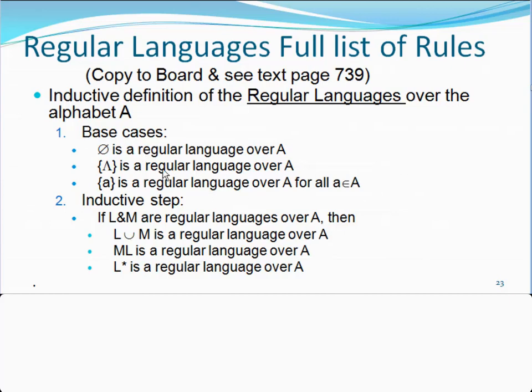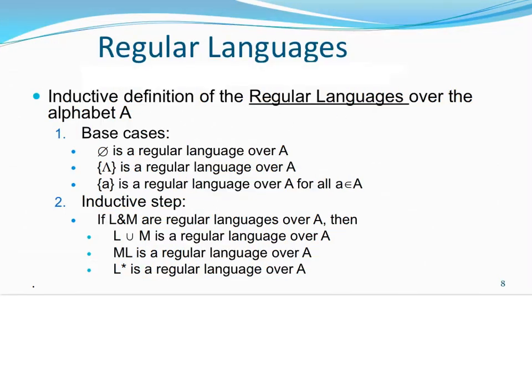So it turns out the rules 1, 2, and 3 that I gave you are the base cases of an inductive definition, right? An inductive definition just means we're going to build on ourselves. So if you have an alphabet A, first we have all our base cases. Okay, now let's look at the inductive step. And the inductive step says, if you already have 2 regular languages, let's call them L and M, then these 3 other languages that you can build out of L and M are also regular languages.